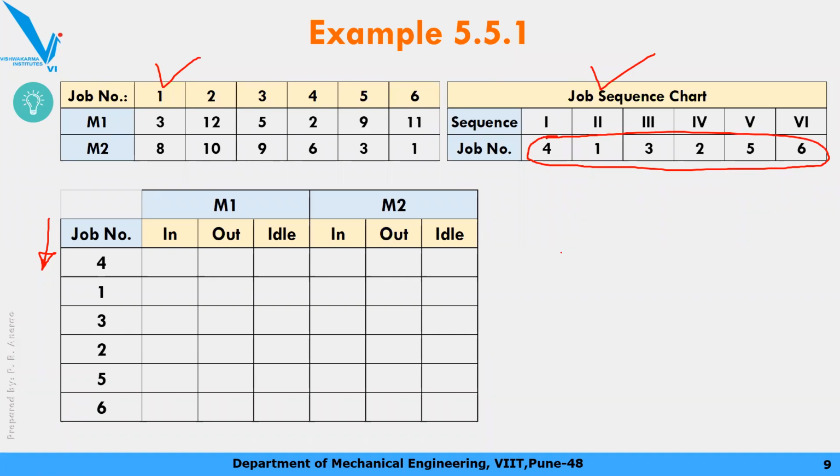ये जो सीक्वेंस आपने ऑप्टिमम सीक्वेंस ऑब्टेन किया है, उस हिसाब से आप स्टार्ट करोगे कि जॉब नंबर 1 विल बी स्टार्ट एज ए फर्स्ट सीक्वेंस. सो जॉब 4 1 3 2 5 6 हमने लिख दिए. नाउ, हाउ टू फिल दिस चार्ट.